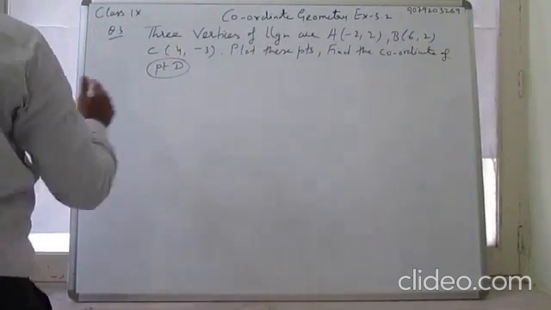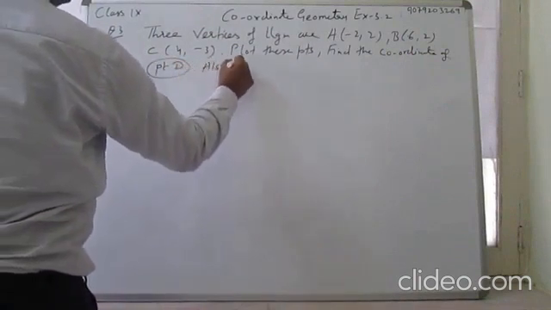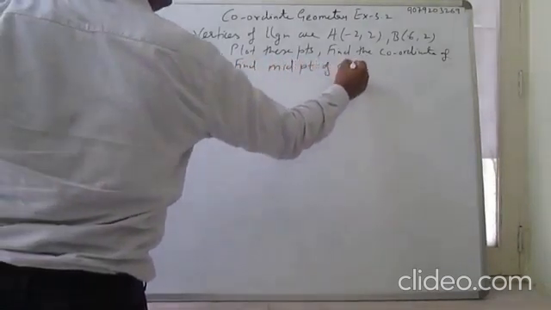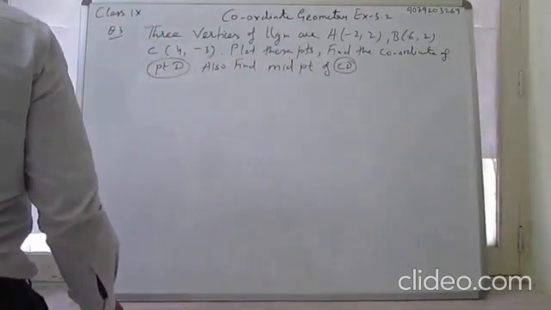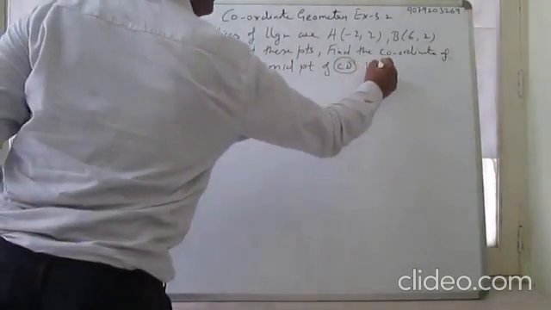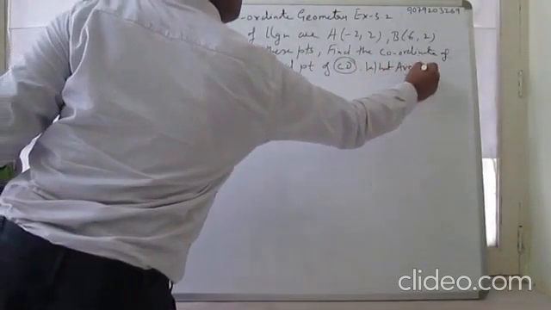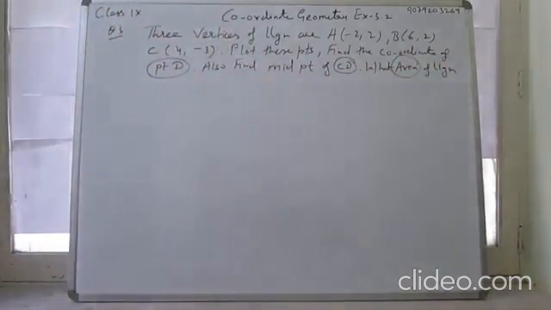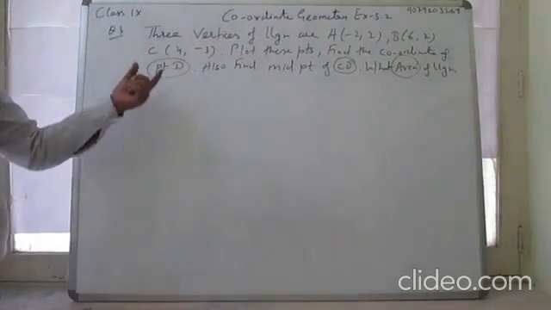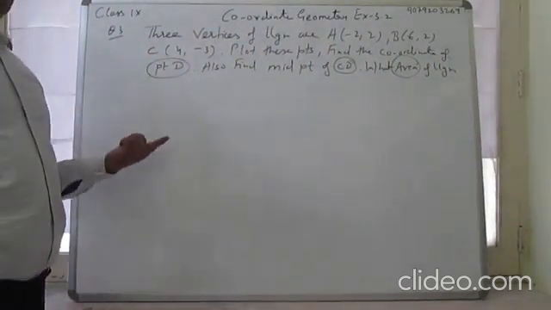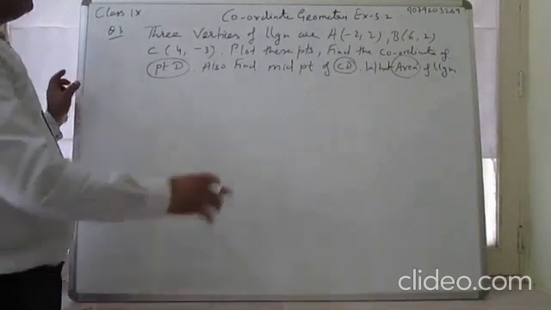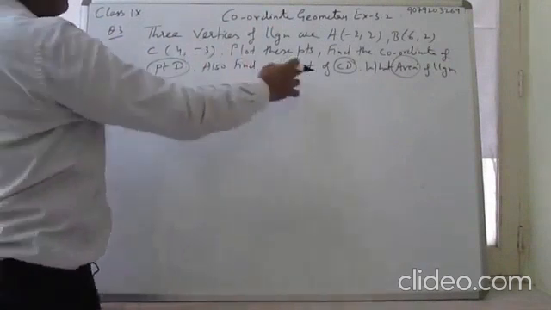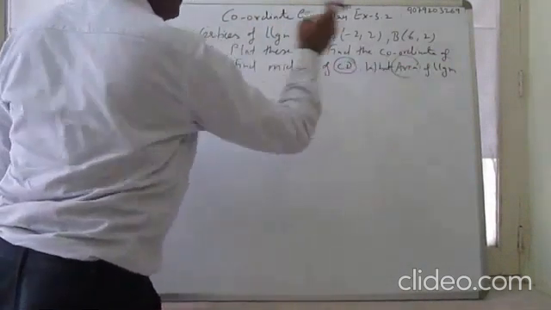Also find the coordinates of the midpoint of CD, and the area of the parallelogram. These three things you have to find. We know the property of a parallelogram: opposite sides are parallel and equal. Three vertices are given to you. We have to find the fourth vertex, the midpoint of one line, and the area of the parallelogram.